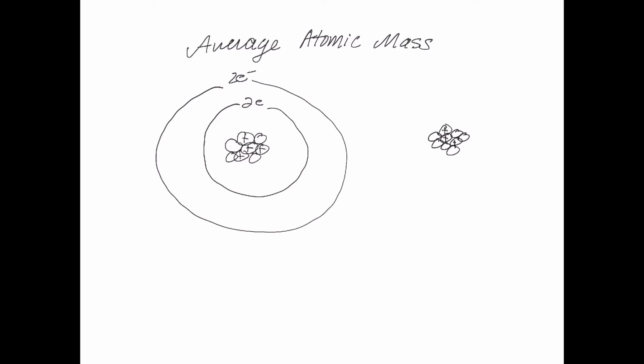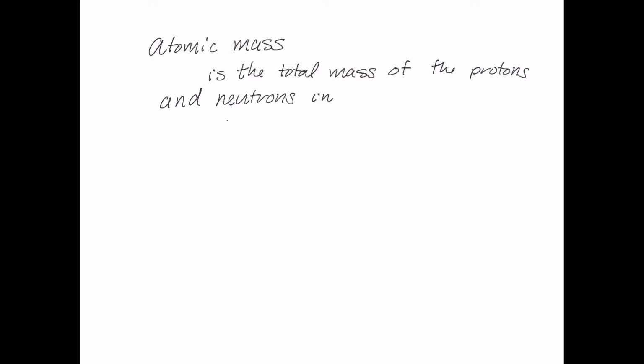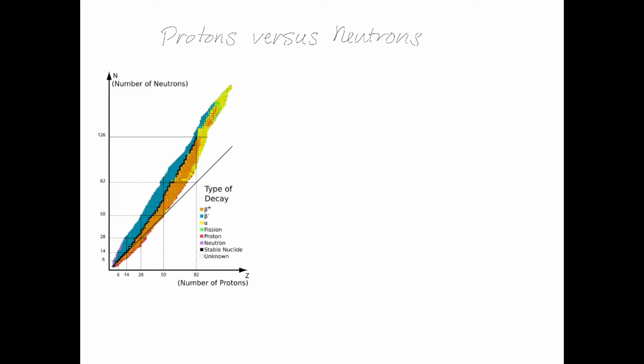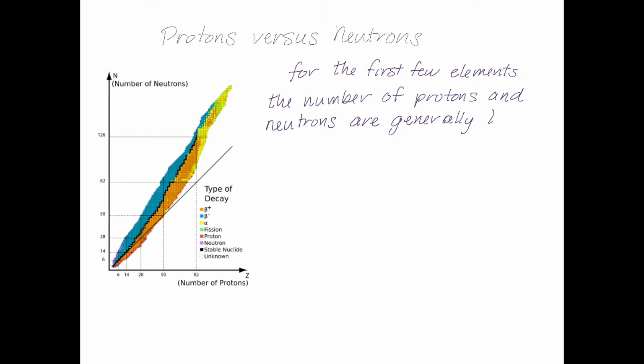So today we're going to look at average atomic mass. Atomic mass is the number of protons plus the number of neutrons in any given atom. All right, so protons versus neutrons. For the first few elements, the number of protons and the number of neutrons are generally the same. For example, carbon has 6 protons, and it also has 6 neutrons.